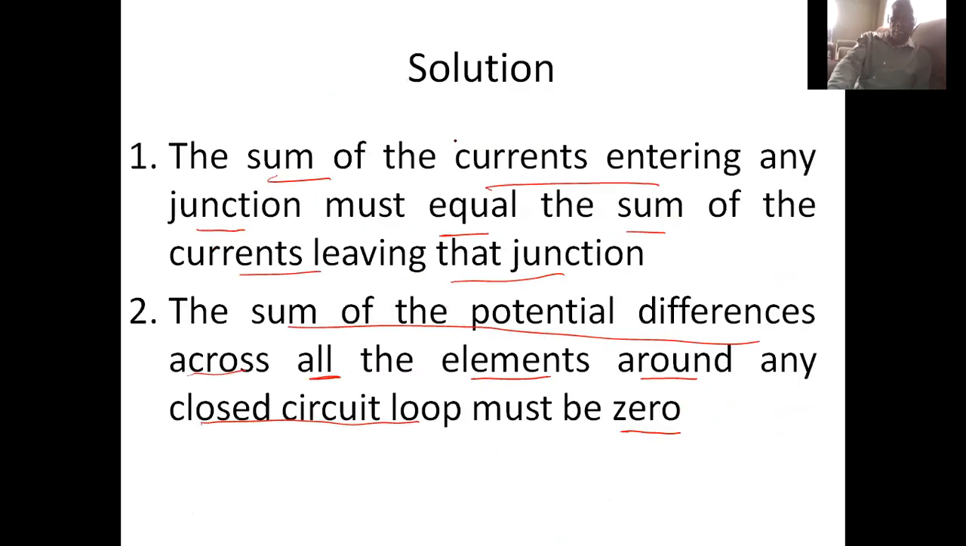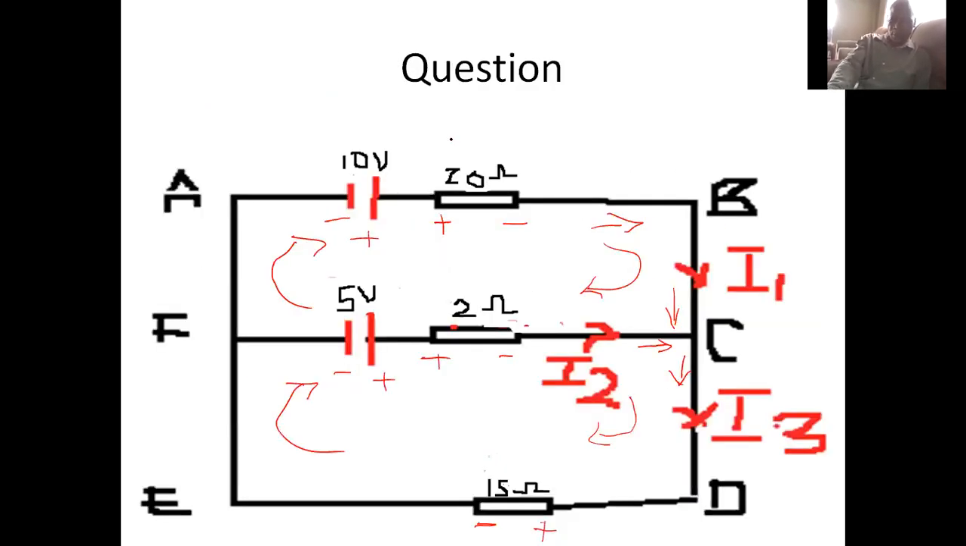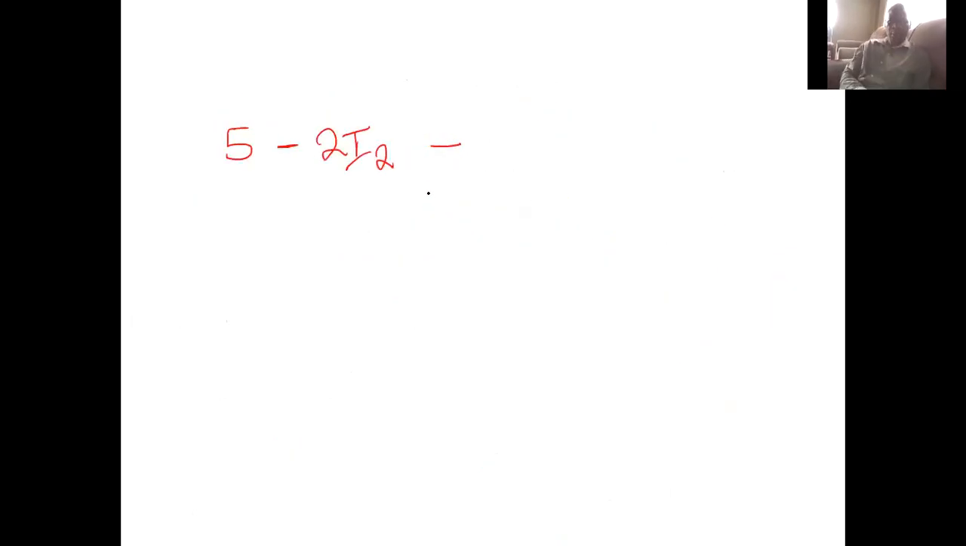So we are going to have 5 volts, which is positive, minus 2 times current 2, minus, we can look at, this is 15 ohms times current 3. 15 ohms, which is negative, times current 3, which should give us 0. We are done with that loop. And therefore, we can do as we did, to simplify this equation further.